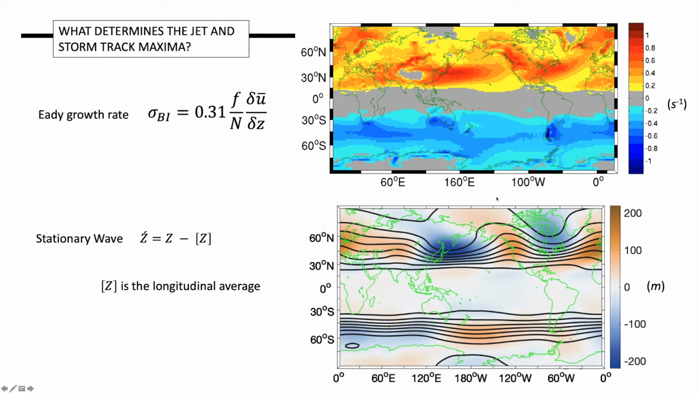But what you can see is that the stationary wave is concentrating regions of tighter pressure contours. And so that's where your jet is the strongest. And then the jet being strongest translates into the region where you have your maximum in the eddy growth rate. That's where your baroclinic waves can grow most frequently and most rapidly.